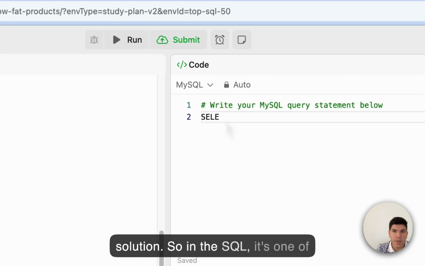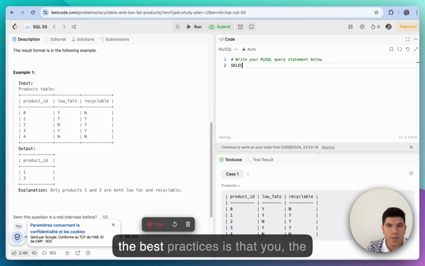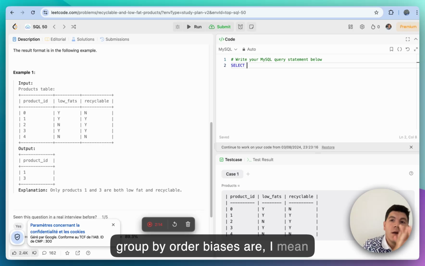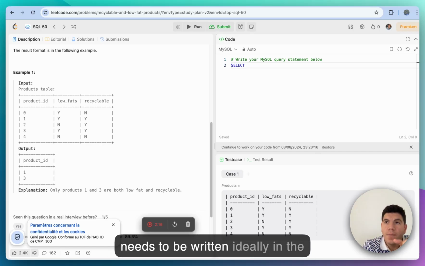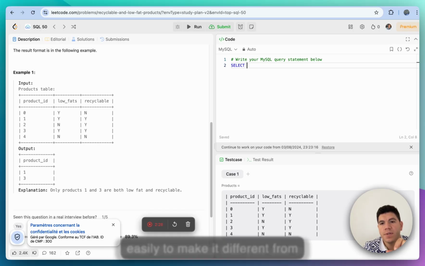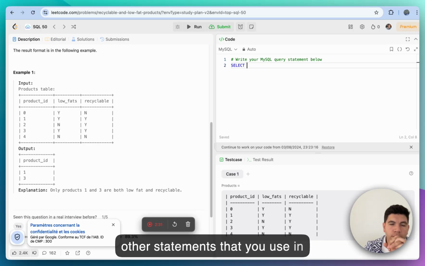In SQL, one of the best practices is that the SQL key statements like select, group by, and order by ideally need to be written in capital letters, so it's easy for you and for someone else reading your query to understand it, and to make them different from other statements that you use in your query.